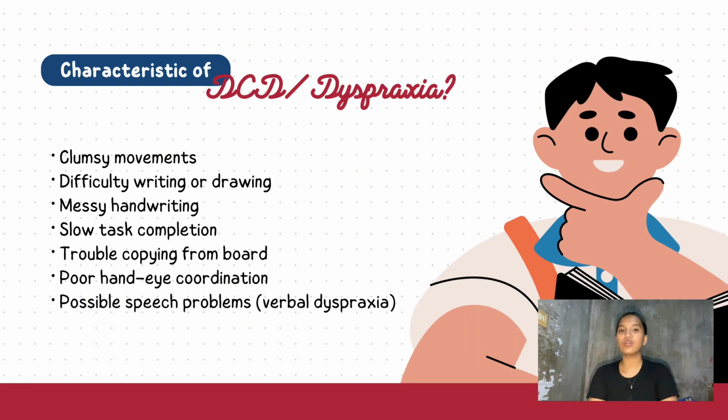So, ano yung characteristic neto? So, they may appear clumsy, have difficulty in writing, drawing, or using scissors. Handwriting is usually messy or slow. And they may take longer to finish tasks and struggle with copying from the board. Some show verbal dyspraxia, and meaning neto is their speech is unclear, or yung words na lumalabas sa bibig nila is mali. So, parang feeling ko dito na rin papasok yung pag-i-stutter ng bata.